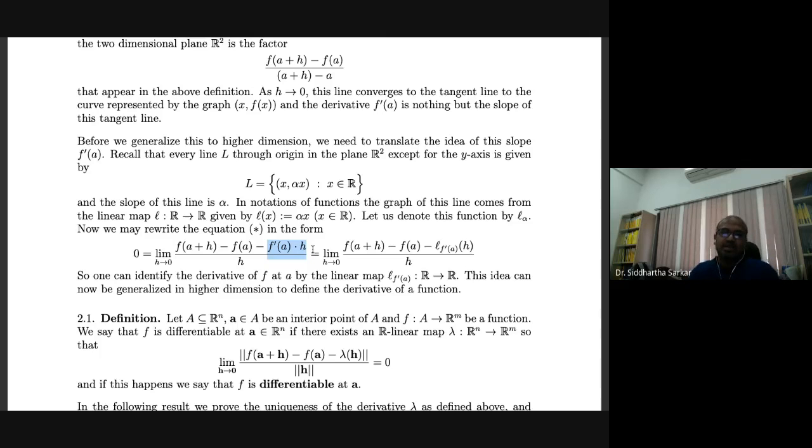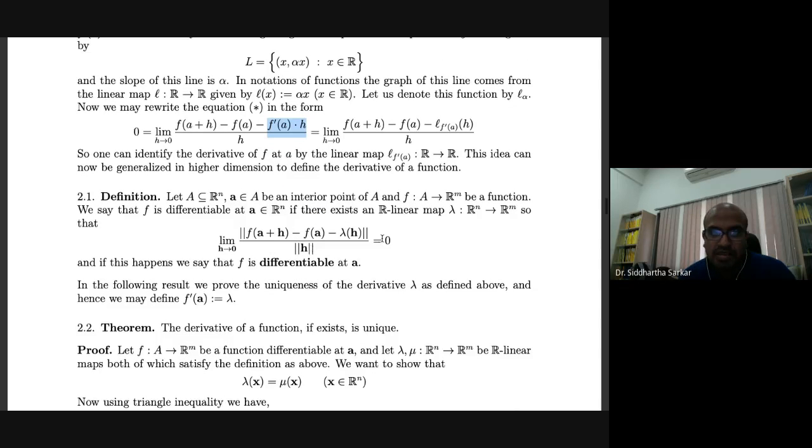This is what can be generalized in higher dimension. So in a sense, what you would do is you take an interior point of that particular set, then I call this function f from A to R^m differentiable at this particular point a if there exists a linear map lambda from R^n to R^m, so that I would be able to write it in a way that the norm of f(a+h) minus f(a), and then you subtract this particular quantity in the higher dimension, this turns out to be lambda h, and take the norm, divide by the norm of h, and take the limit as h approaches 0.